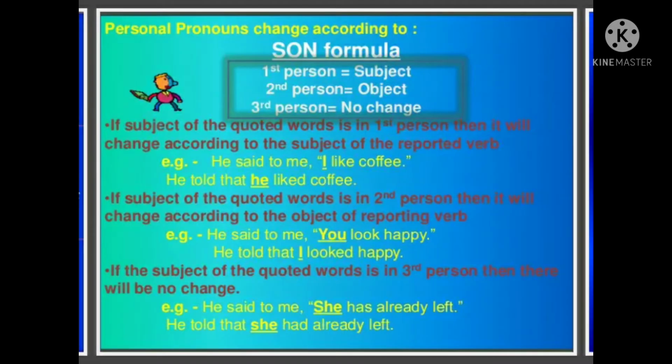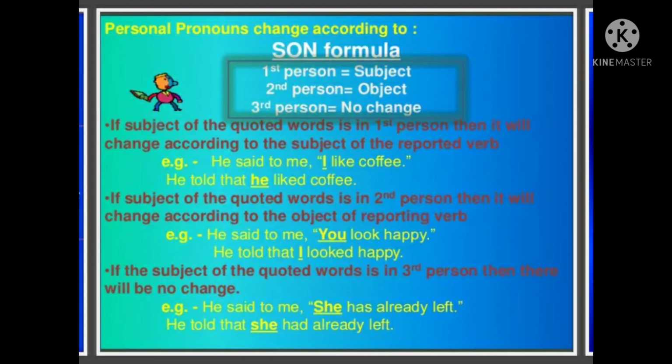Next, let us understand how personal pronouns change according to the SON formula. What is that? First person subject, second person object, third person no change. If the subject of the quoted words is in the first person, then it will change according to the subject of the reporting verb. For example, he said to me, "I like coffee." He told that he liked coffee will be the indirect speech.